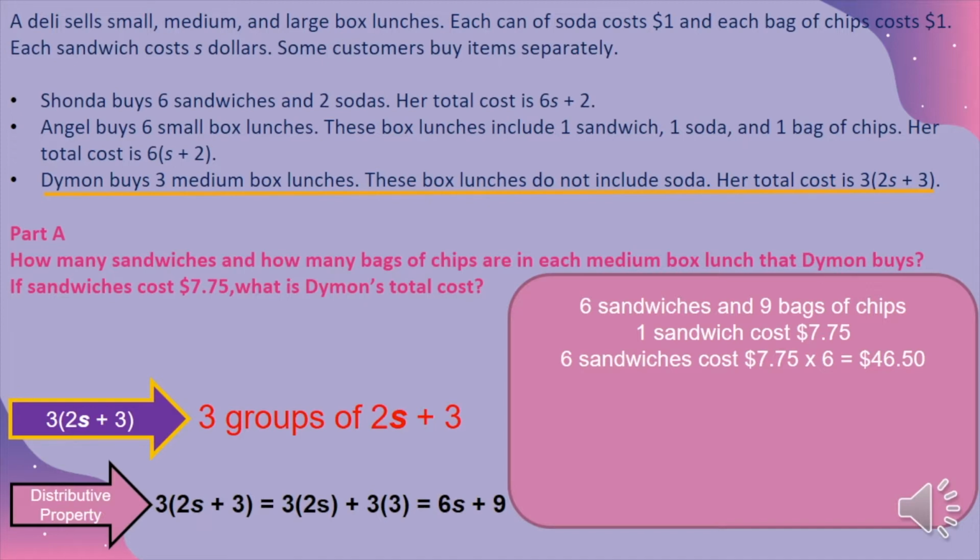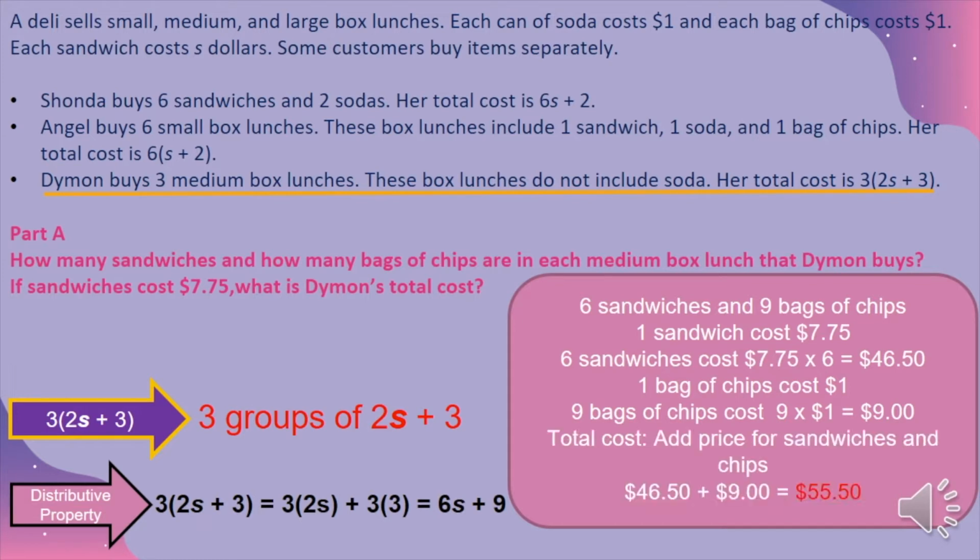And we get $46.50. So for 6 sandwiches, the cost is $46.50. Now we need to look at the bag of chips. 1 bag of chips costs $1. There are 9 bags of chips included in the 3 medium box lunches, so we multiply 9 and 1 to get $9. To find the total cost, we have to add the price for the sandwiches and the chips. So that's $46.50 plus $9 to get $55.50. So Diamond's total cost is $55.50.